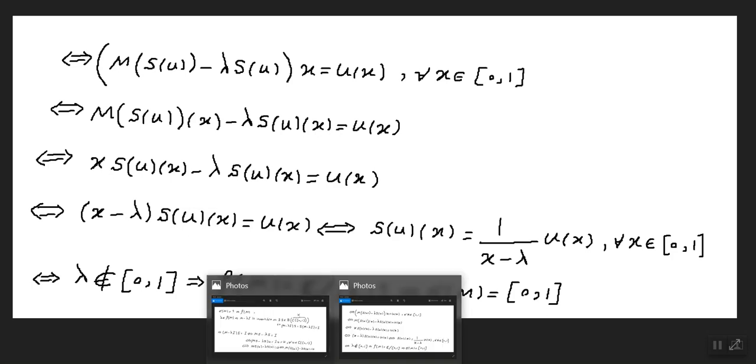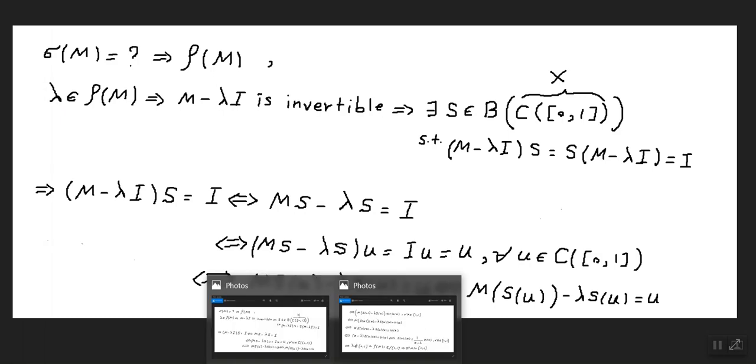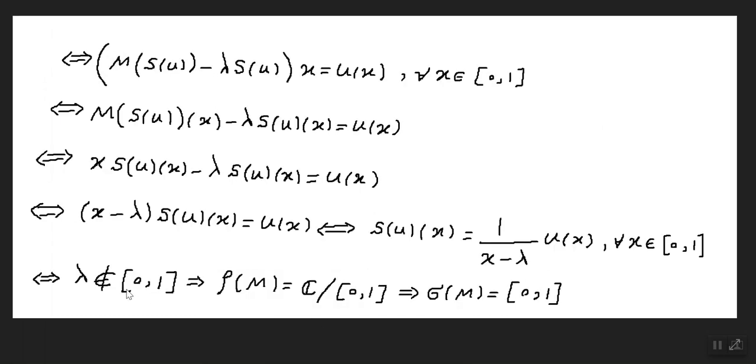So look at the previous page. It means if lambda is an element of the resolvent set, then lambda cannot belong to this interval. So it means the resolvent set is every complex number except elements of this interval. It means the resolvent set is the complement of this interval, right?